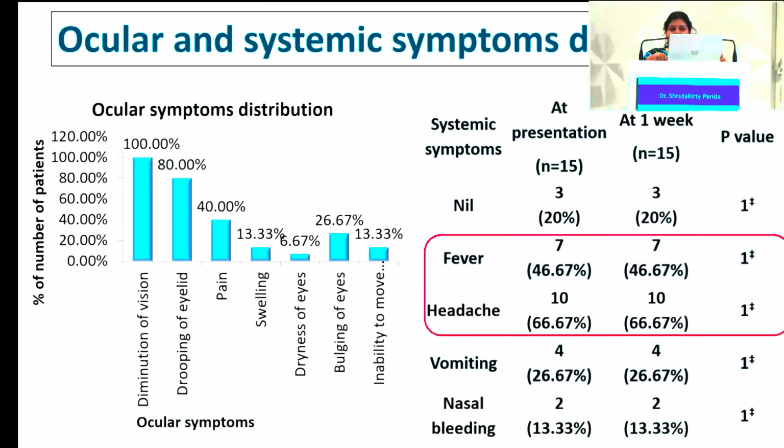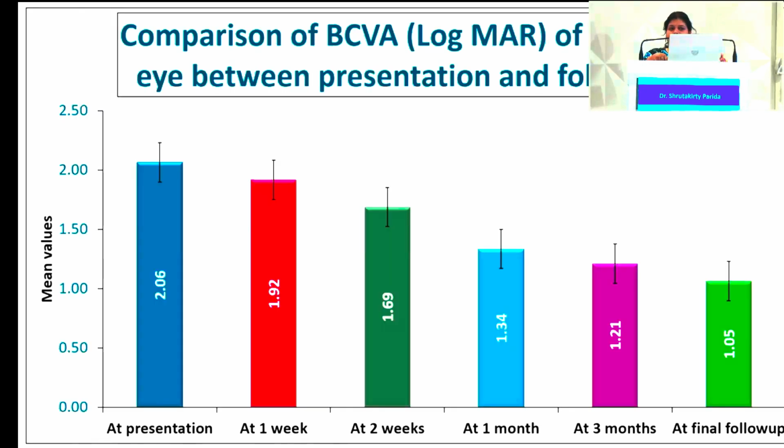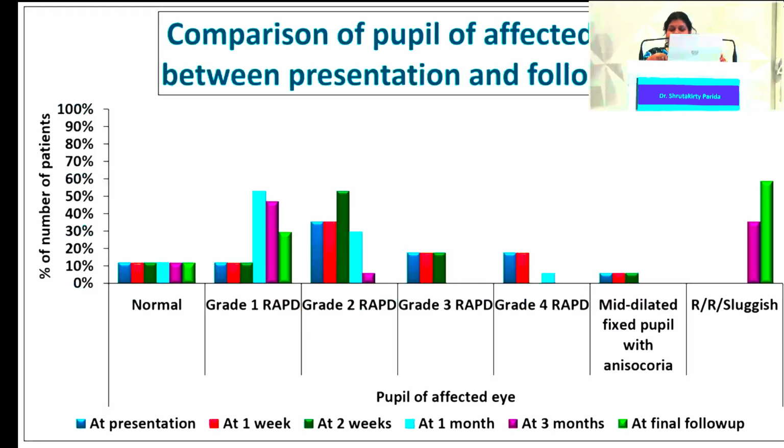In the ocular symptoms, diminution of vision followed by drooping of the eyelid was most common, whereas headache followed by fever were the most common systemic symptoms. This was the data of the treatment given as per the etiology. Now comparing the best corrected visual acuity of the affected eye, there was a significant improvement from presentation to final follow-up from 2.06 logMAR units to 1.05 logMAR units. There was also a significant improvement of the pupillary status from a grade 2 RAPD, which was more common at presentation, to a sluggish pupillary reaction at final follow-up.